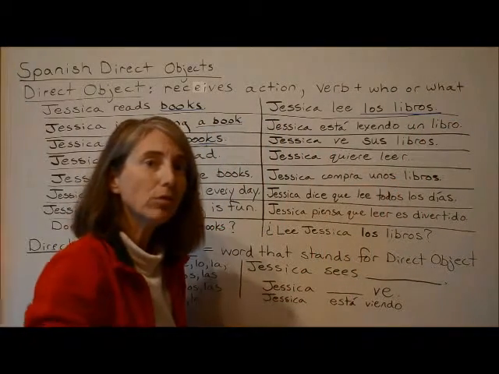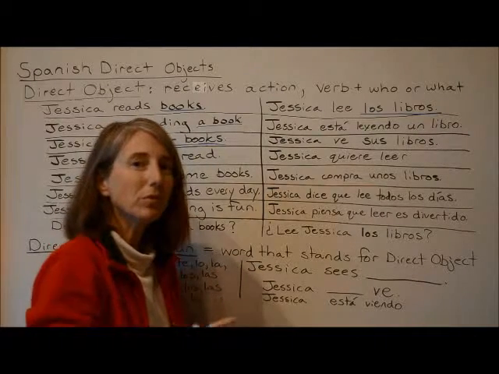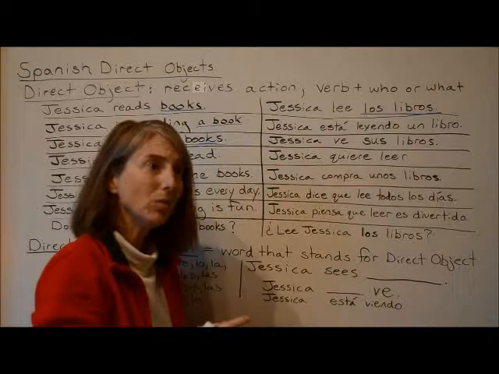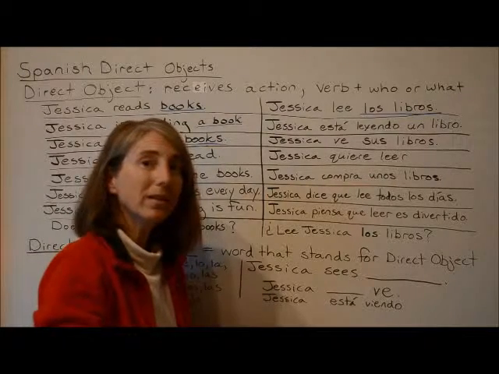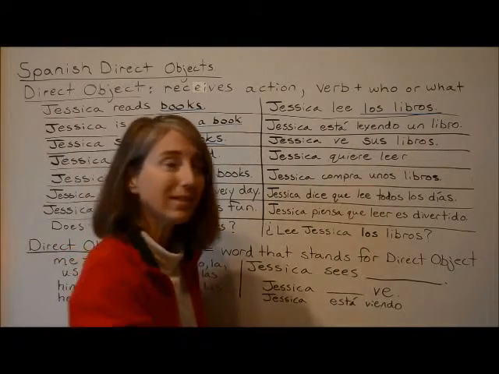Jessica está leyendo un libro. Jessica is reading a book. So we look for the verb, está leyendo, and then we ask, está leyendo qué? Is reading what? She's reading a book. So a book is the direct object in this sentence.